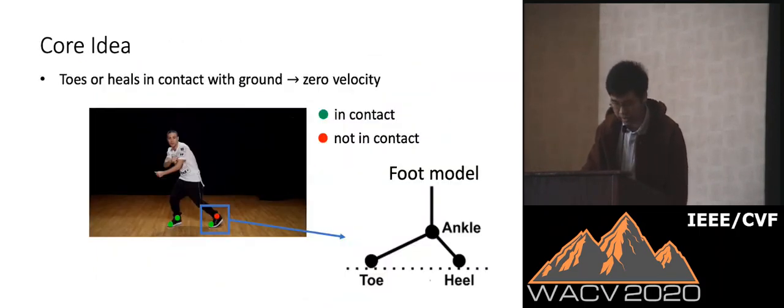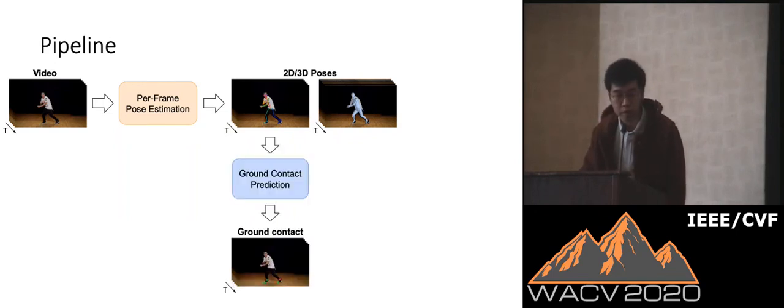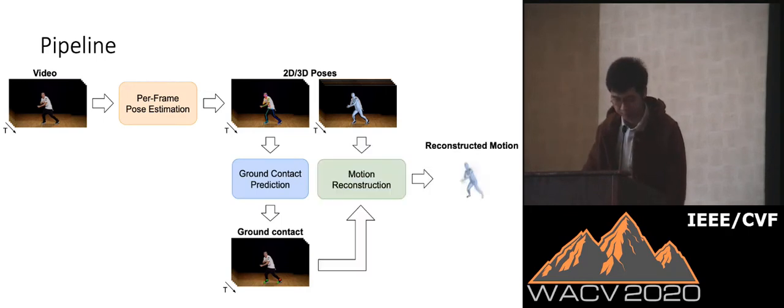Our core idea is that when the toes or heels are in contact with the ground, the velocity should be 0. We call it zero velocity or ground contact constraint. For the whole pipeline, we first extract 2D and 3D poses for each frame individually. We then predict ground contact events from the extracted 2D poses using a deep network. Finally, we use the zero velocity constraint for post-processing together with the temporal smoothing objective.